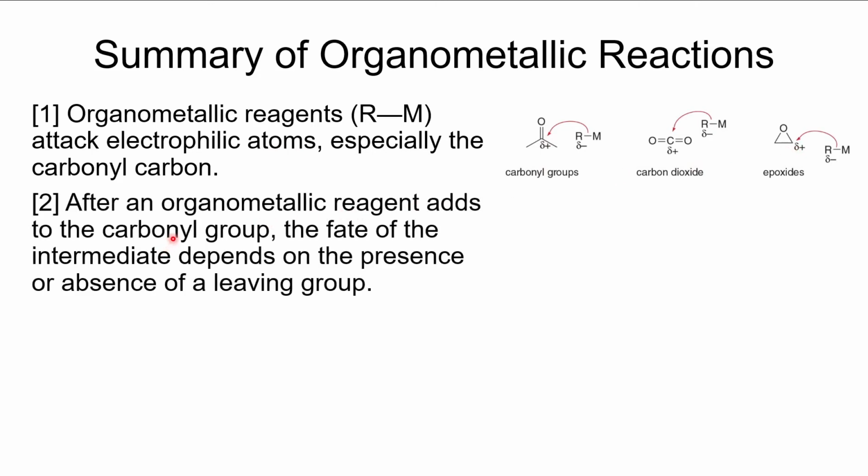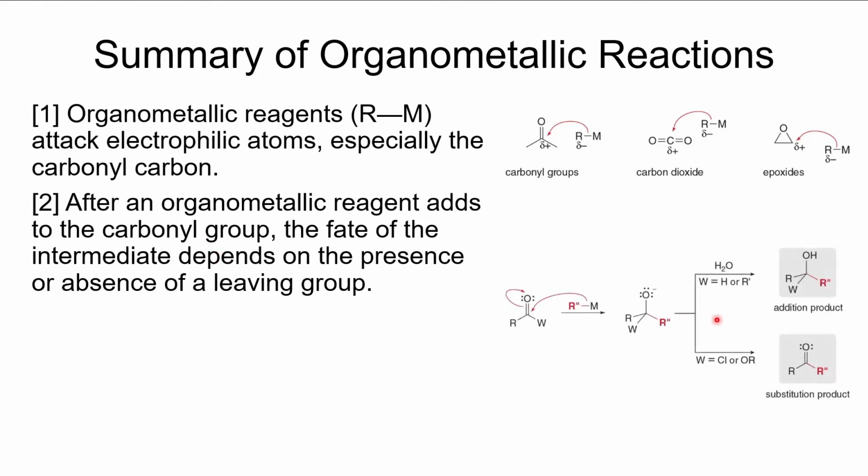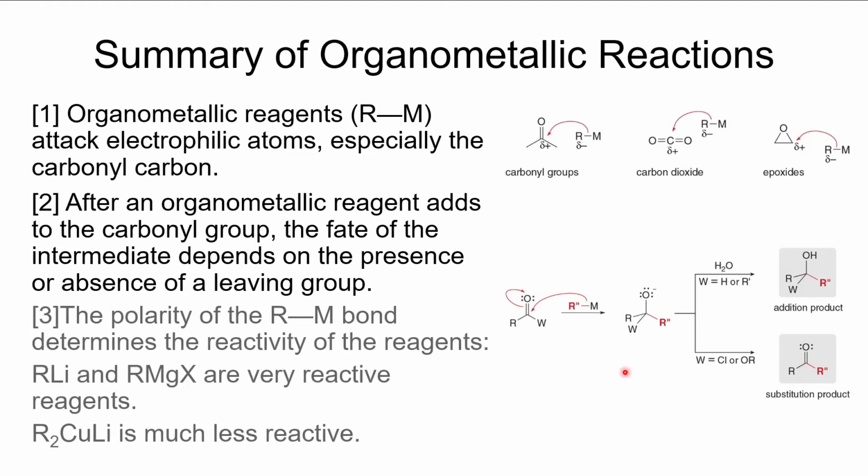What happens after it attacks depends on what else is attached. If we've got a leaving group, we can do nucleophilic substitution, and if we've got something that is a poor leaving group, then we can do nucleophilic addition. So for aldehydes and ketones, we will end up getting the addition product, and for esters and acid chlorides, we will get the substitution product. We'll find that the organolithium reagents and the Grignard reagents are very reactive, and that the organocuprates are much less reactive, which gives us some selectivity on certain kinds of reactions.